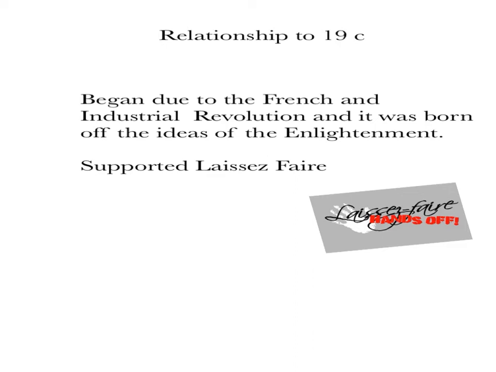Liberalism began mostly with the French Revolution and the Industrial Revolution, and most of the ideas came from the Enlightenment. Then it was commonly known as classical liberalism, and many of the liberals favored the idea of sovereignty of the people, and they supported laissez-faire. And laissez-faire mostly meant that government is best which governs least.